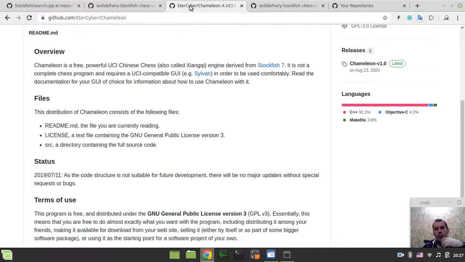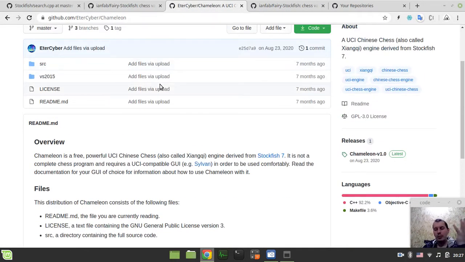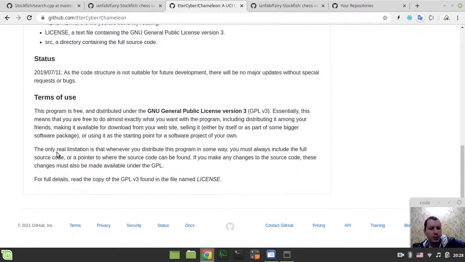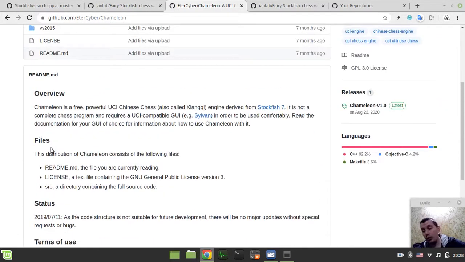And regarding the goal of the project, seemingly the same stuff. So Hao Li is not trying, he actually did it already. He made a dedicated fork of a CNC engine, well, this time it's derived from Stockfish 7, so it's a little bit outdated, but that's not really the point here. So Chameleon is a free, powerful UCI chess engine, also called CNC, derived from Stockfish 7. It's not a complete chess program. Okay, so this is it in order to read the documentation. So yeah, and here we don't see any specific project goals basically.